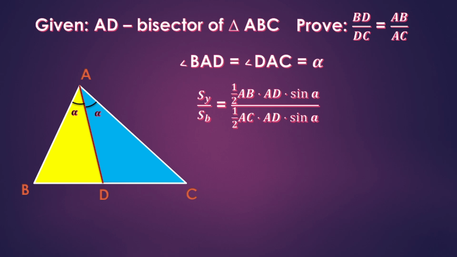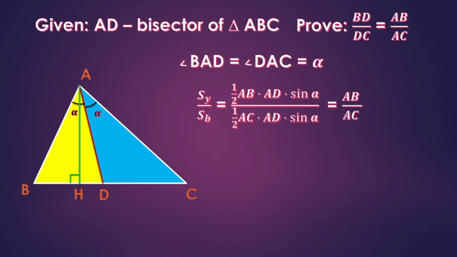And so the area of the yellow triangle is equal to the product of 1/2 by AB by AD by the sine of alpha. And the area of the blue triangle is equal to the product of 1/2 by AC by AD by the sine of alpha. After reductions, we get that the ratio of these areas is equal to AB divided by AC. And what do we do next?